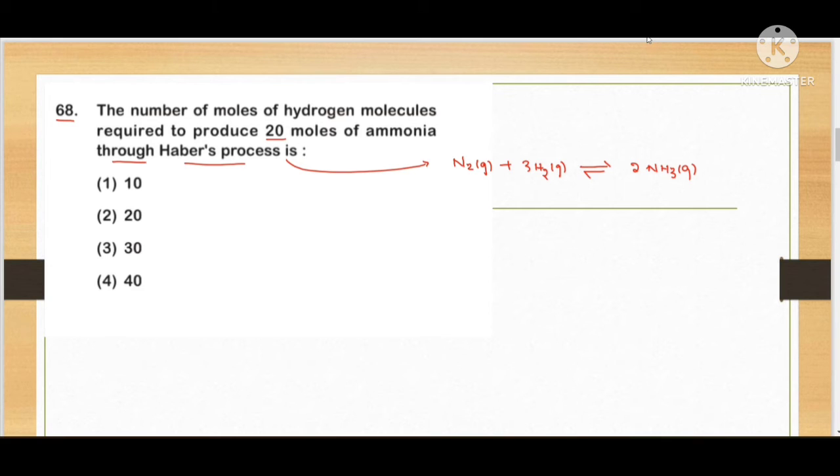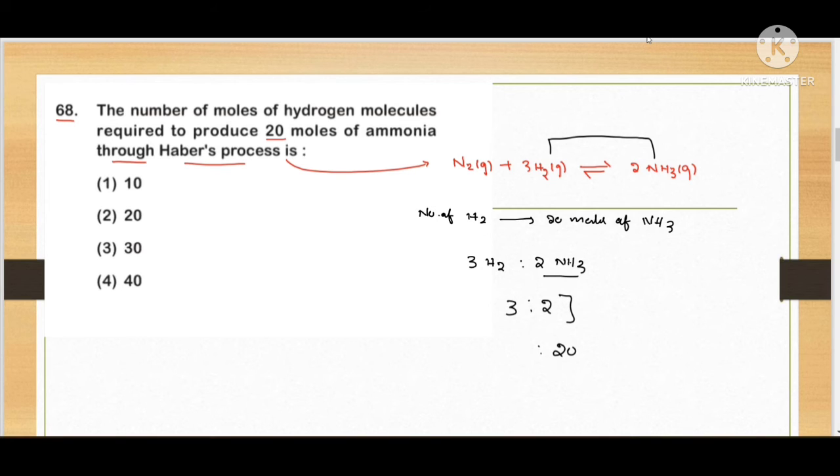Here they ask how many moles of hydrogen are required to produce 20 moles of ammonia. From the above equation, you observe that 3 moles of hydrogen gives rise to 2 moles of ammonia. Here we observe that hydrogen and ammonia are present in the 3:2 ratio. Here they have given 20 moles of ammonia. Okay, 20. Here they are asking how many hydrogen molecules are required.